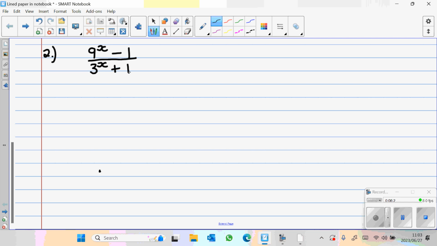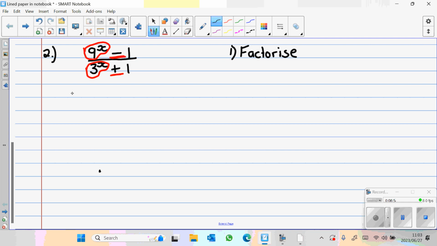Now you can see the numbers are different. Okay, we know it is going to be factorized because of the minus and the plus. But the ground numbers are not the same. The one is 3 and the other one is 9. So I'm first going to change 9.